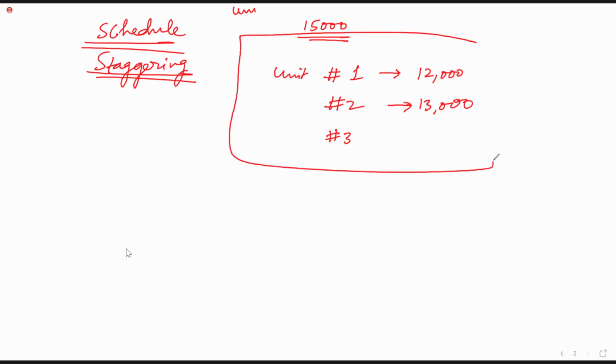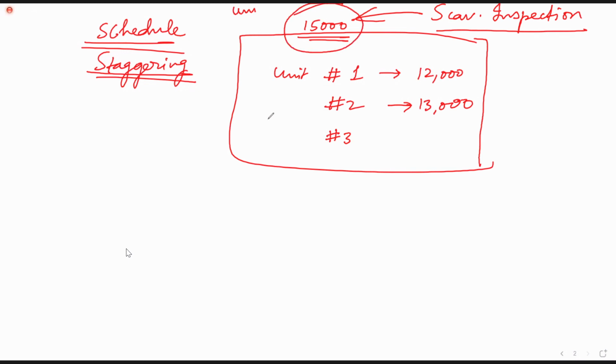But the unit is not opened just like that. Before opening it, a scavenge inspection is done. Scavenge inspection is a very powerful tool. This tells you when you open up the unit at 15,000 running hours.